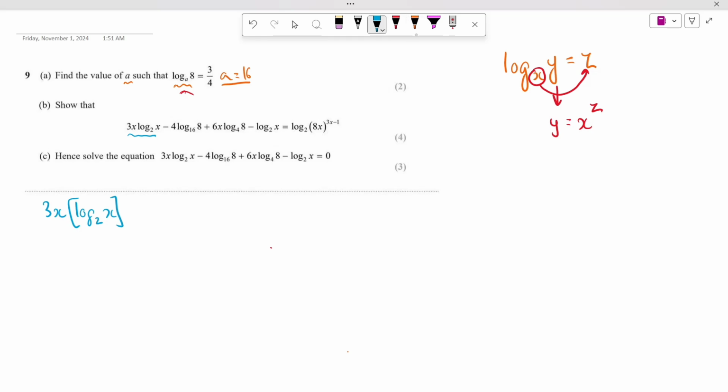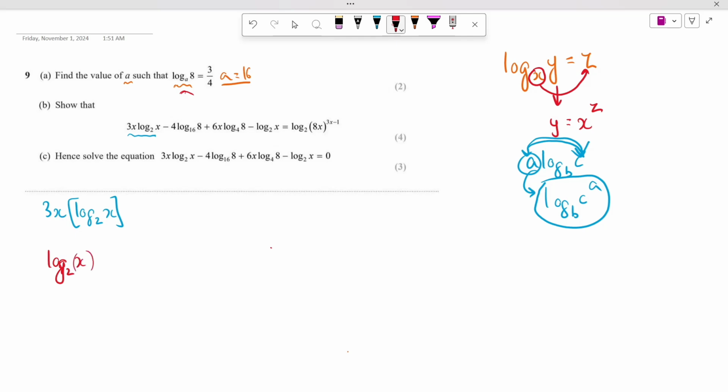Now there is a property of logarithm. For example, if it's written a log to the base b of c, this can be written as a coming in the power of c. Like I can write this as log to the base b of c to the power a. So the first part comes in the power of the argument. I can write this as log to the base 2 of x, and the power of x would become 3x. So this was pretty easy.